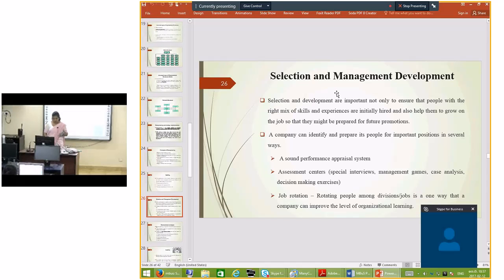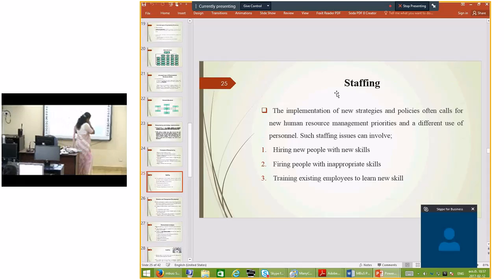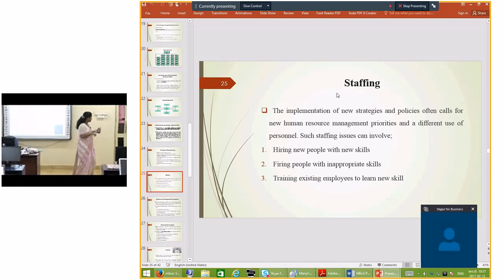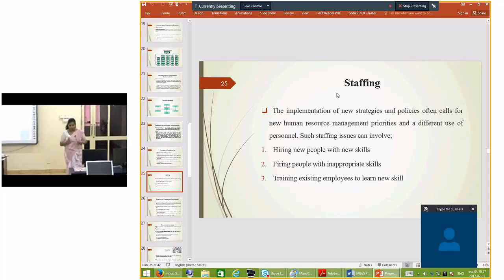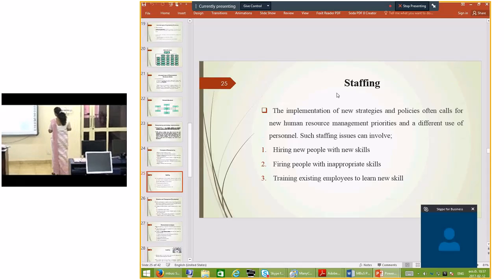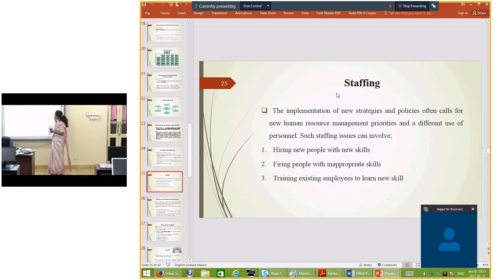Yes, as we mentioned, when it comes to staffing, we discussed. What do you mean by staffing here? The implementation of new strategies and policies often calls for new human resource management priorities and a different use of personnel. Such staffing issues can involve hiring new people with new skills. As I mentioned, existing employees may not be competent enough to go with this new strategy, with this new change.